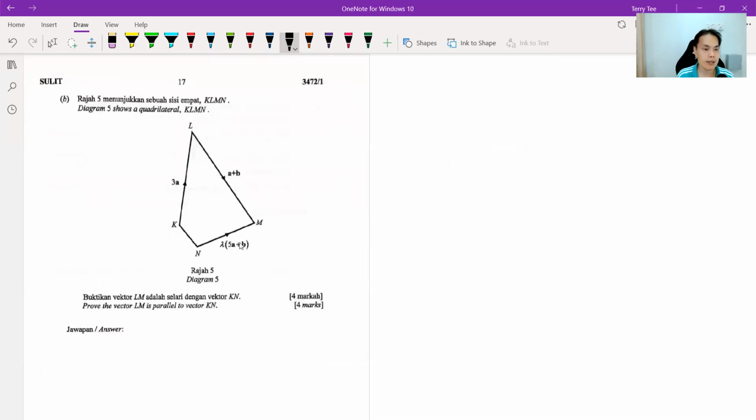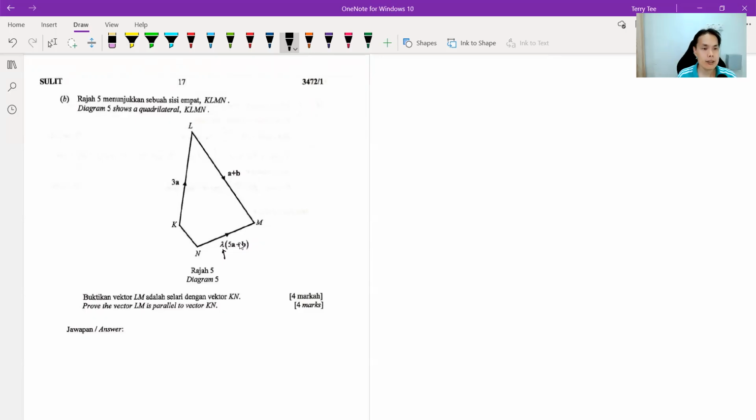The next one is vector in, we call it vector geometry. Now, you're given a quadrilateral. You're supposed to prove that LM is parallel to KN. Okay, actually, this question shouldn't say prove that, because lambda is a variable, right? Whether they're parallel or not depends on the value of lambda. Your lambda must be a specific value such that they're parallel, right?